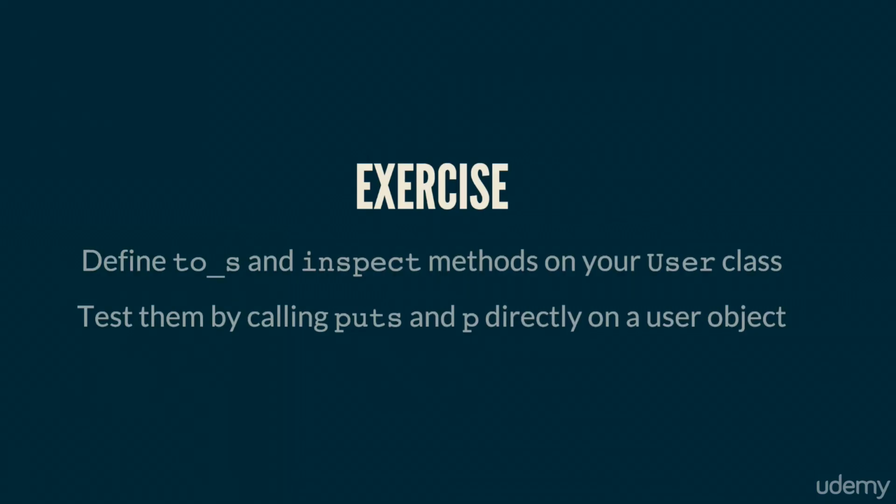Now that you understand to_s and inspect, I'd like you to create your own. Test these with IRB, puts, and of course the p method.